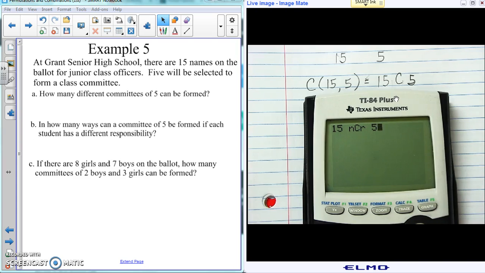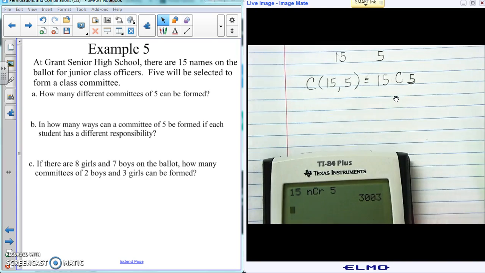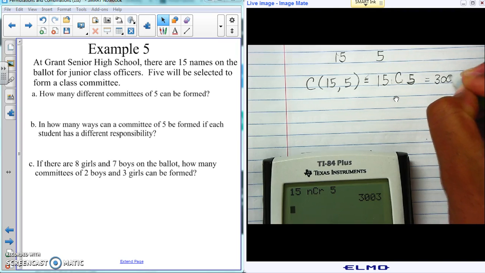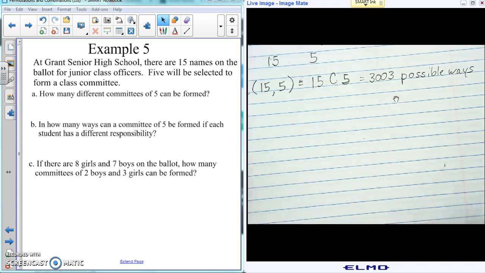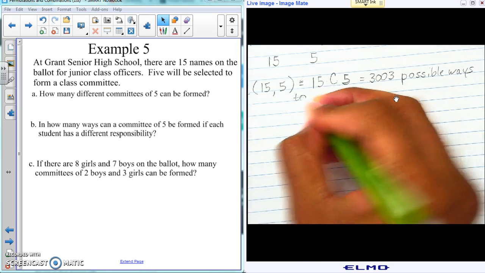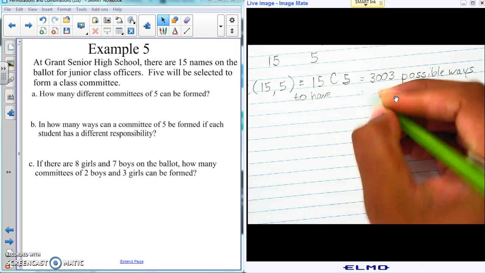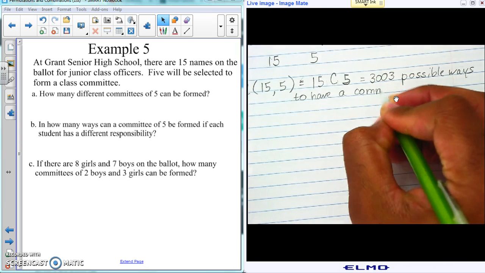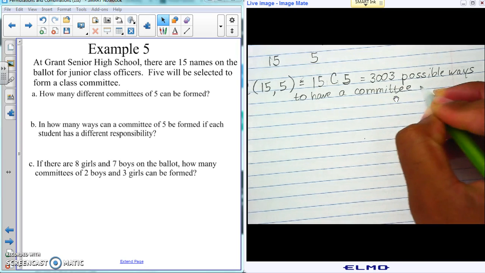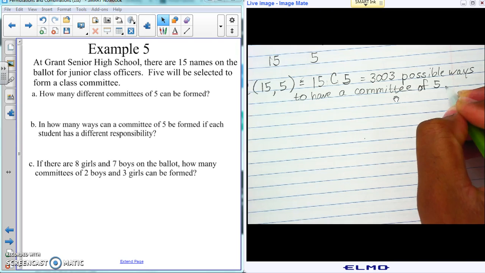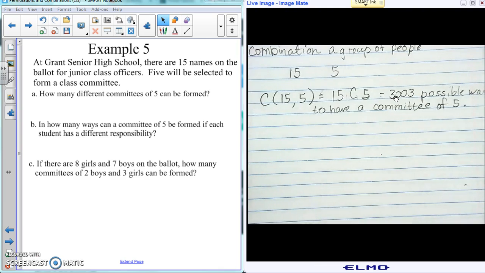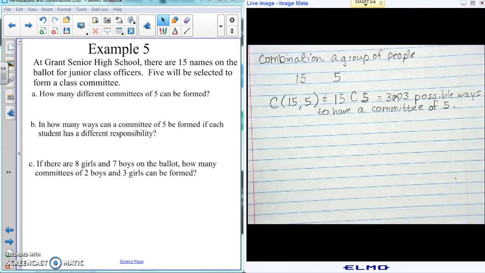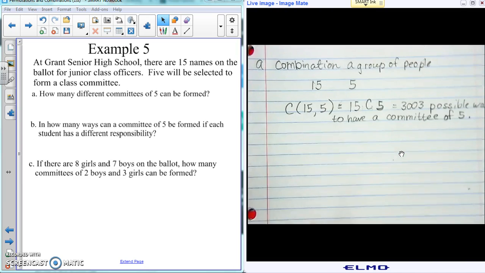All right, so hit enter. And we get 3,003 possible ways to have a committee of 5. Okay, so that's A there. Not hard. That's simple. It's pretty easy. So it's 3,003 possible ways. All right, so that's A. So let's go to B.